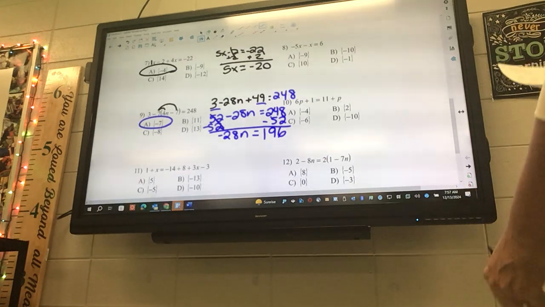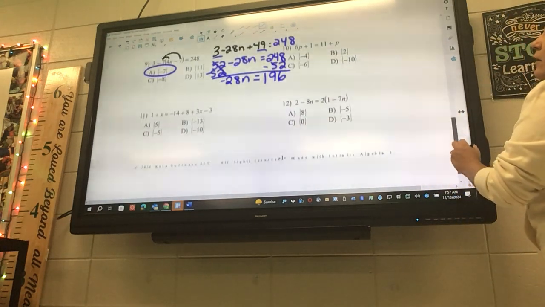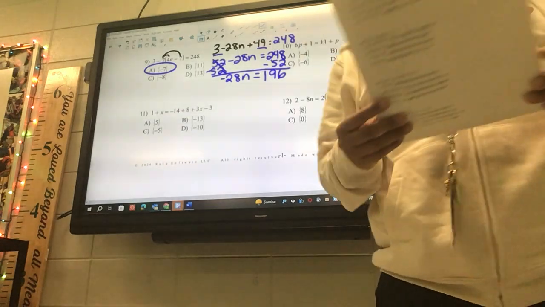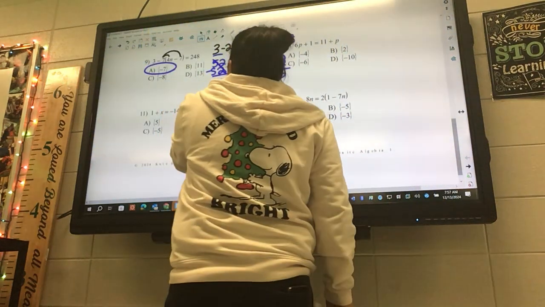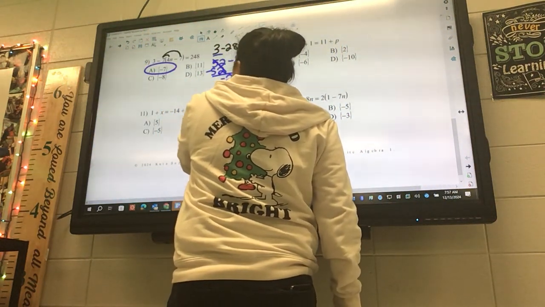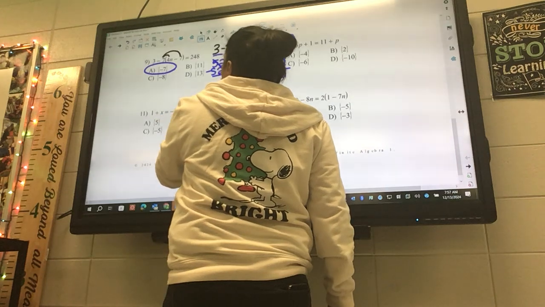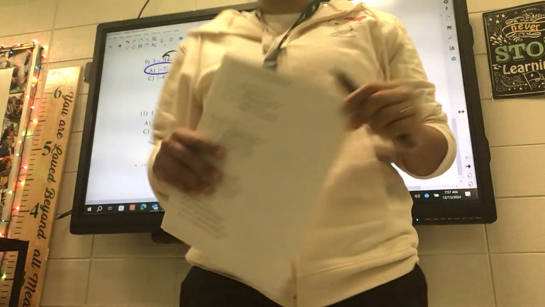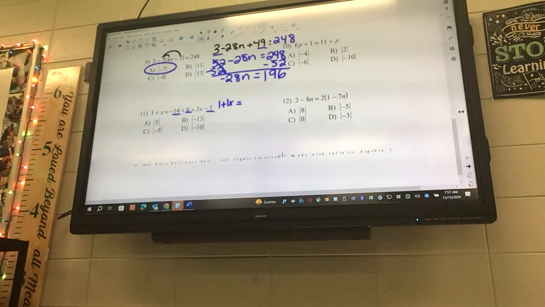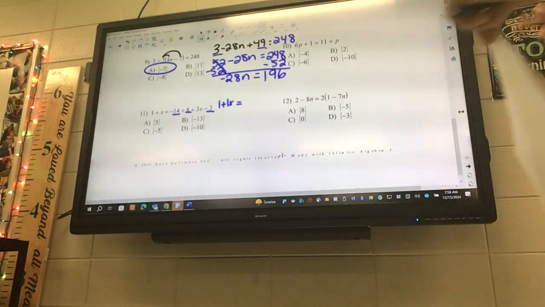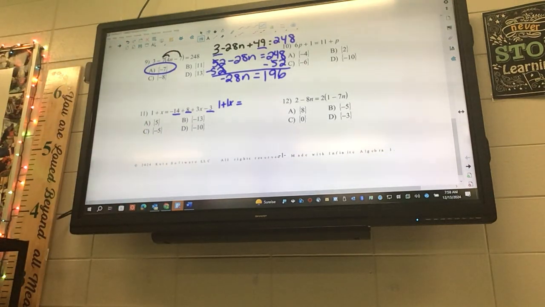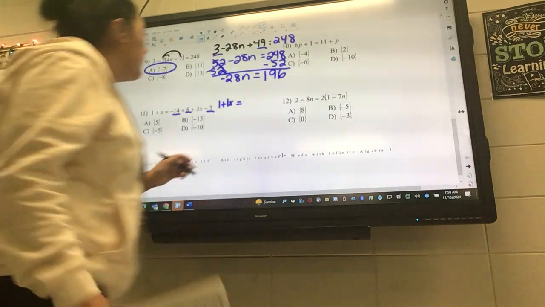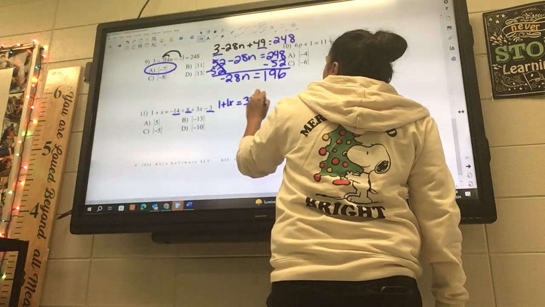Okay, 11. What needs done first? Combine. Okay, so on this side, I'm still going to have a 1 plus 1x equals, on this side, I can combine negative 14, a positive 8, and a negative 3. What is negative 14 plus 8 minus 3? Just type it on your calculator. Minus 14 plus 8 minus 3. Negative 9. What did you get, 7? Negative 9. Okay, so 3x minus 9.